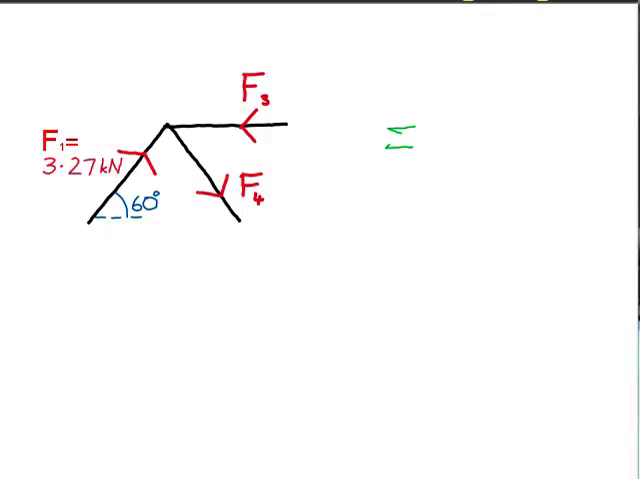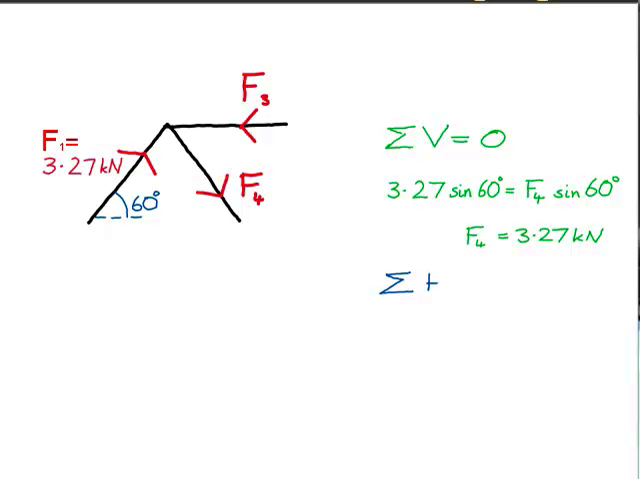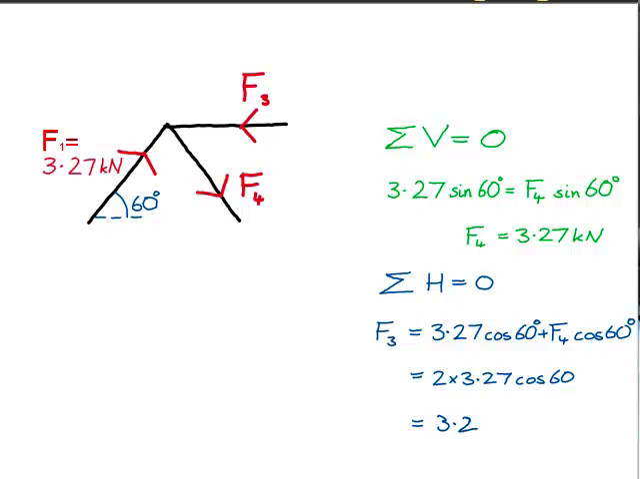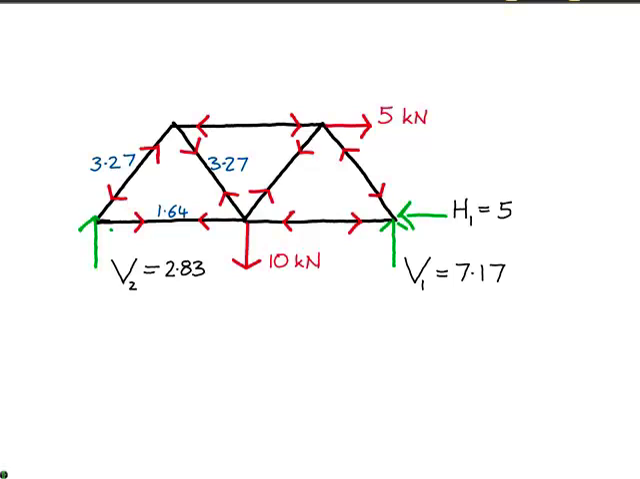Again, we start with vertical equilibrium to equate the vertical component of force F4 with the vertical component of the force F1, which we have just calculated as 3.27 kilonewtons. We use horizontal equilibrium to equate the horizontal force F3 with the horizontal components of forces F4 and F1. We repeat this process as many times as necessary in order to calculate the forces in all members of the truss.